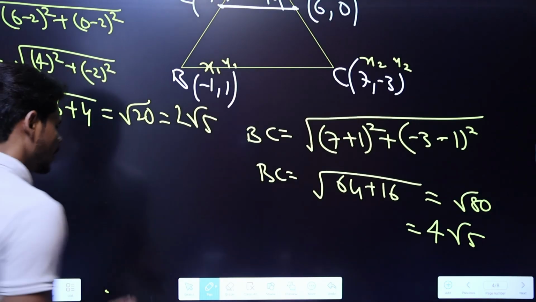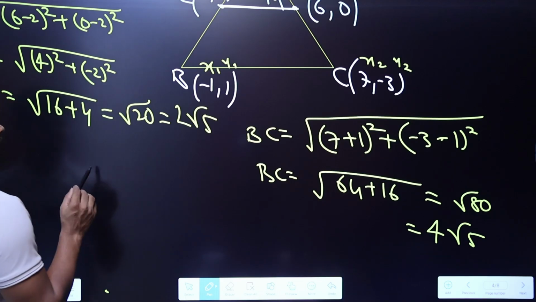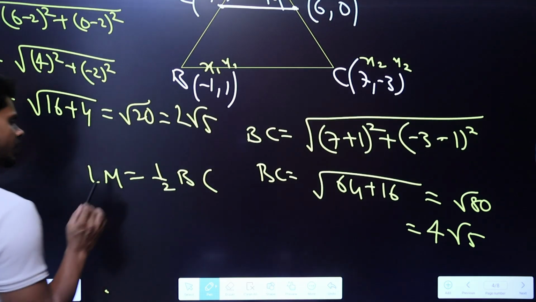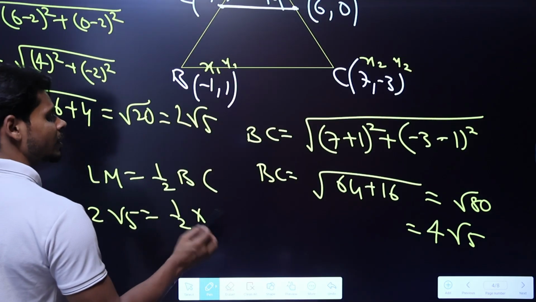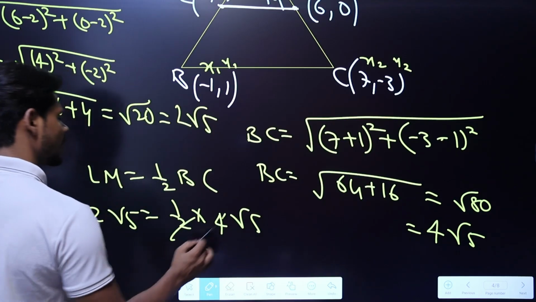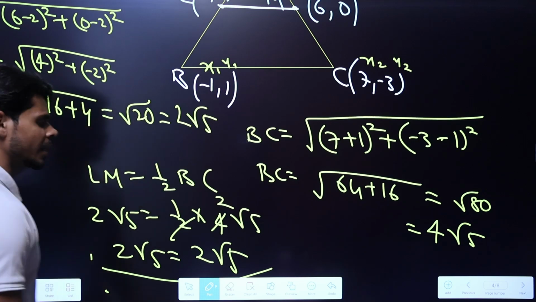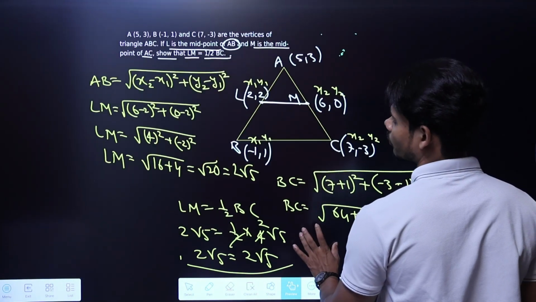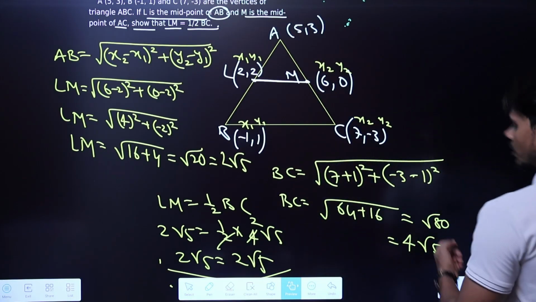Got it? Fine. Now you can easily see that we need to prove that LM is nothing but half of BC. Just substitute over here. LM is 2 root 5. Half as it is into BC. BC is 4 root 5. Cancel 2. So 2 root 5 is equal to 2 root 5. Hence proved. Got it, guys? So this was the question number. I have not mentioned the question numbers, but I think it was the third question. Now let's move towards our next question.